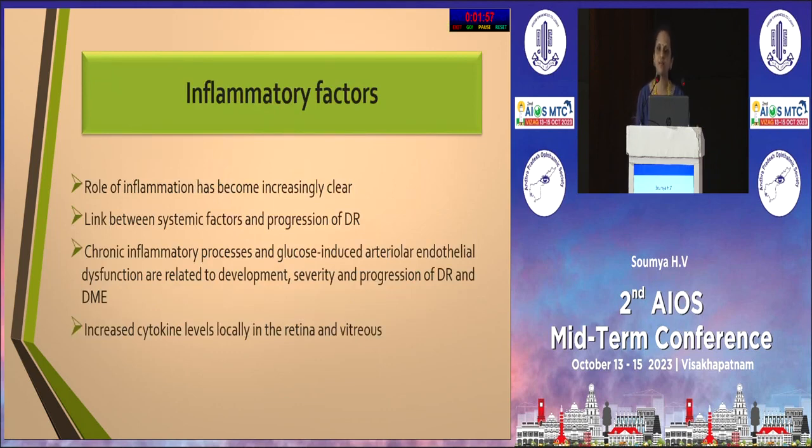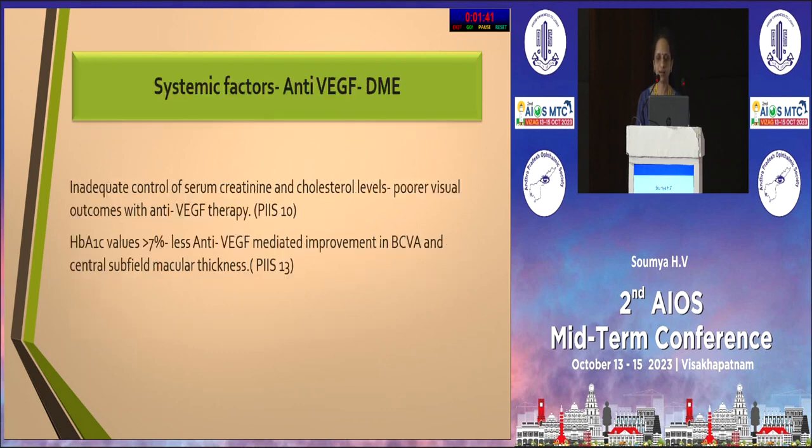Now, the role of inflammatory mediators has become increasingly clear in the causation and progression of macular edema. They bring about changes in arterial and endothelial function, which may lead to progression of the disease, and increased cytokine levels have been seen in the retina and vitreous. Regarding therapy with anti-VEGF, inadequate control of serum creatinine and cholesterol levels is definitely associated with poorer outcomes in spite of good secondary intervention. So also it is always better to have HbA1c values of less than 7% to have a good response to anti-VEGF when given in patients with macular edema.